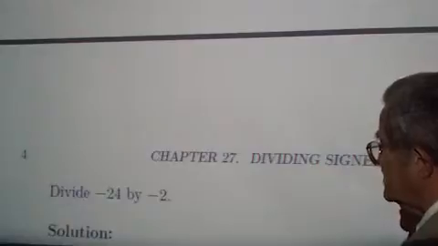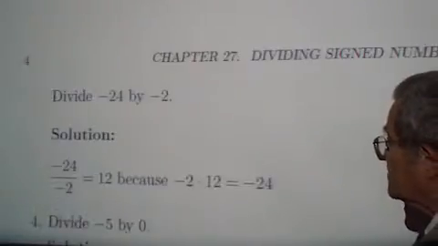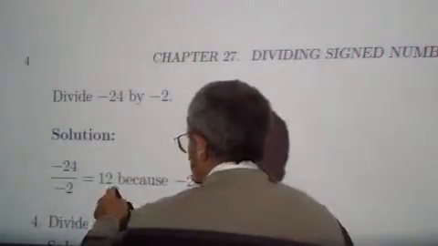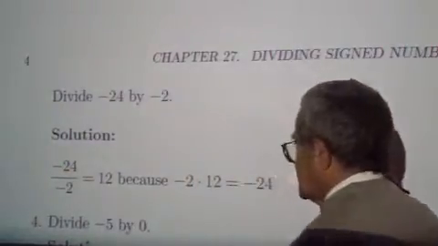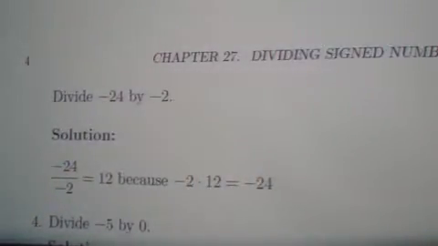Divide negative 24 by negative 2, that's positive 12. Again, negative 2 times 12 is negative 24. Divide negative 5 by 0.